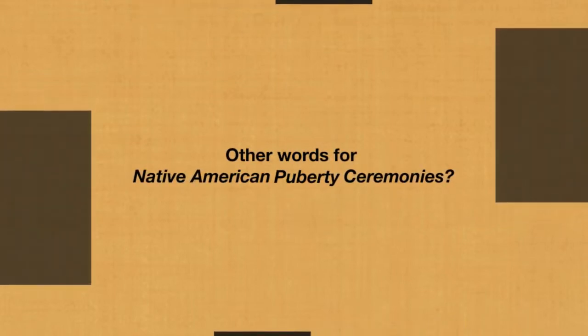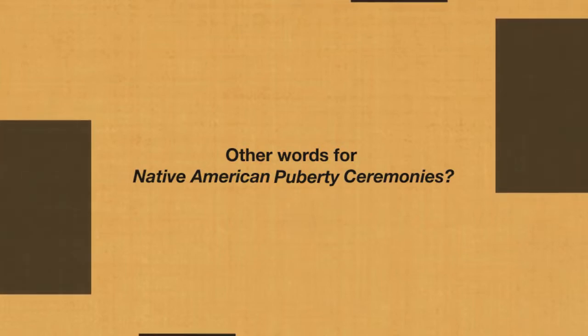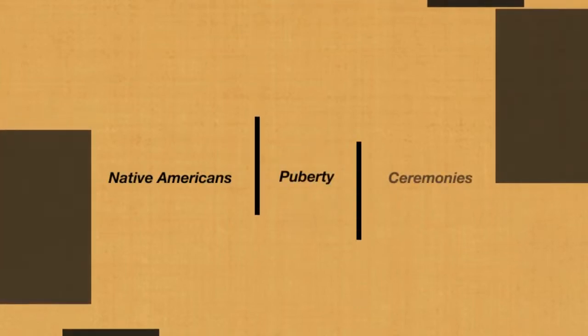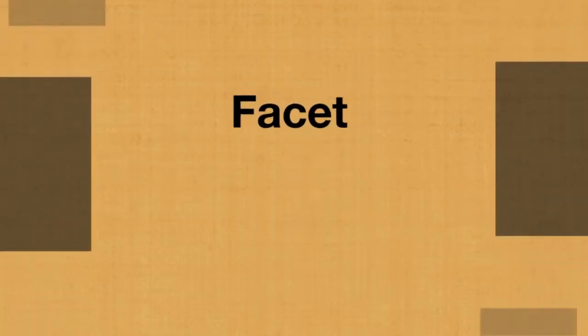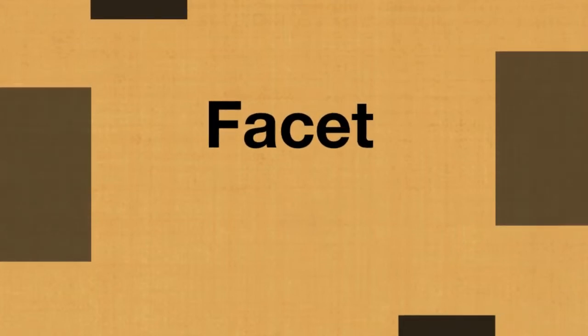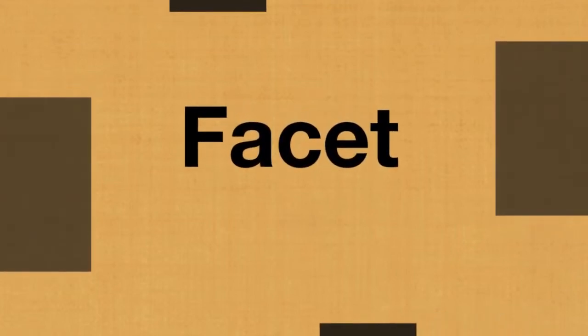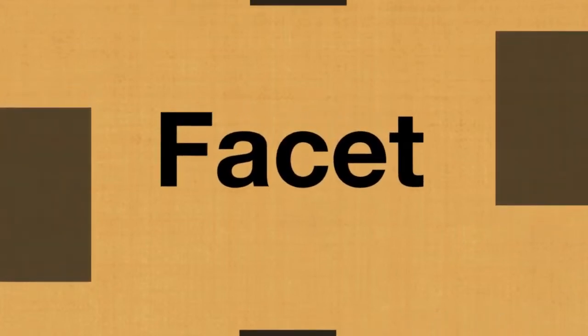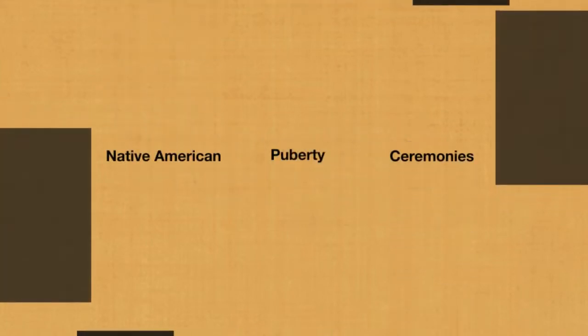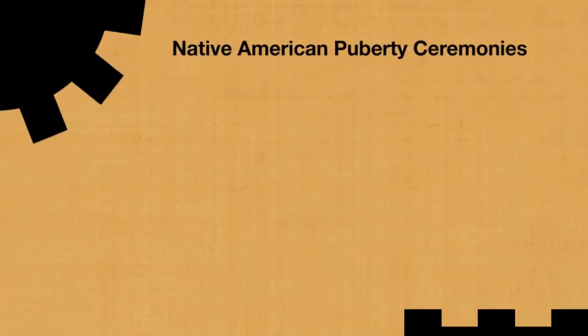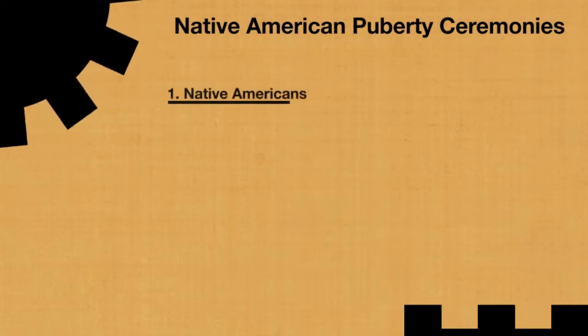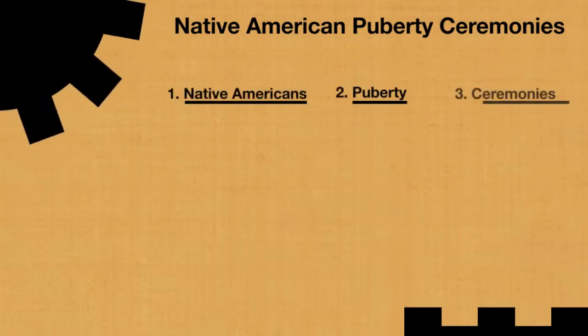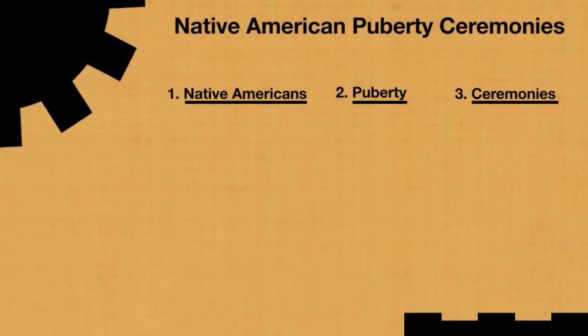In order to search a topic like Native American puberty ceremonies, I must first break it down into more manageable parts, or facets. A facet is an aspect or a dimension of a topic, a conceptual part capable of being described separately with its own roughly synonymous terms. So while I might be unable to think of synonyms for Native American puberty ceremonies, I should be able to do so for its facets. For this topic, I have 3 facets: Native Americans, puberty, and ceremonies. These facets represent 3 parts of my topic.